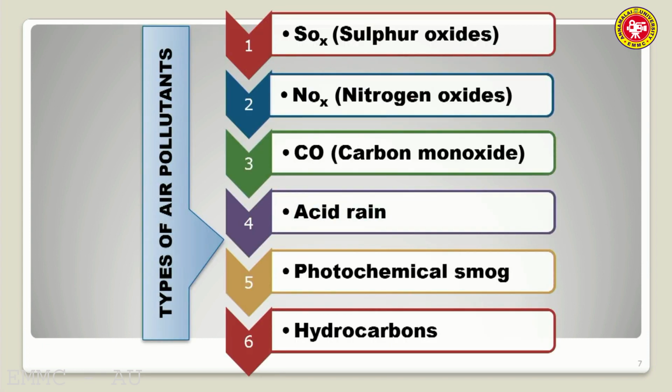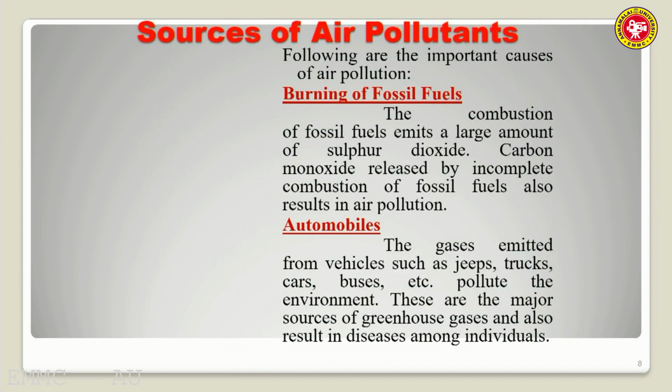Next, different types of air pollutants. First one, sulfur oxide, next one nitrogen oxide, then carbon monoxide, acid rain, photochemical smog, hydrocarbons, etc. Sources of air pollutants. The following are the important causes of air pollution. First one, burning of fossil fuels. The combustion of fossil fuels emits a large amount of sulfur dioxide. Carbon monoxide released by incomplete combustion of fossil fuels also results in air pollution.